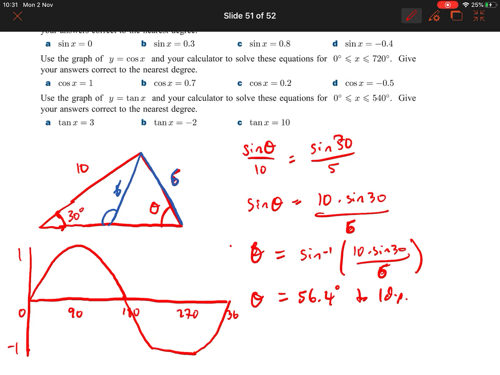Okay. So what we're saying is that we've got an acute angle of 56.4. So let's say somewhere like this, okay? Or rather, we know what this is equal to. Let's just actually work that out. 10 times sine 30 divided by 6 equals 0.83 recurring. So we're doing theta is equal to sine to the minus 1 of 0.83 recurring.